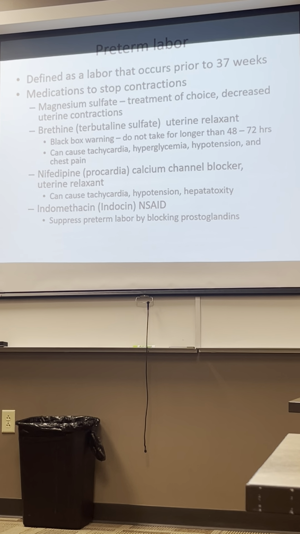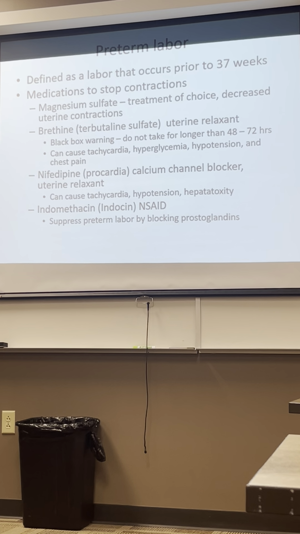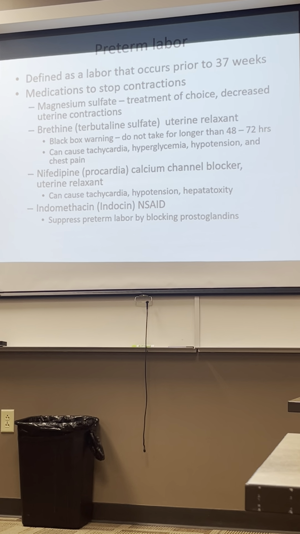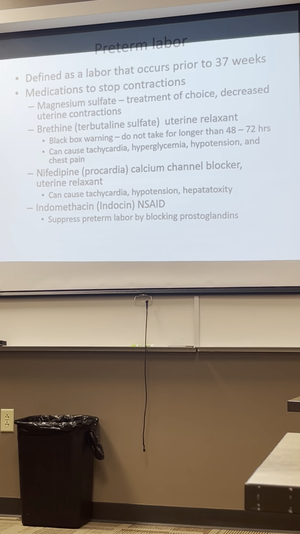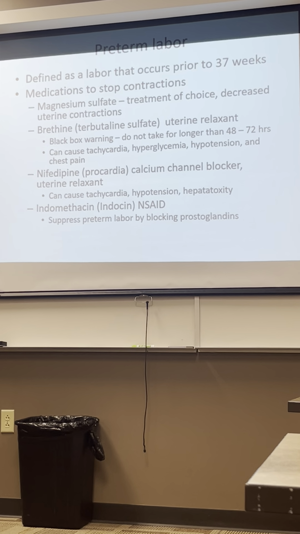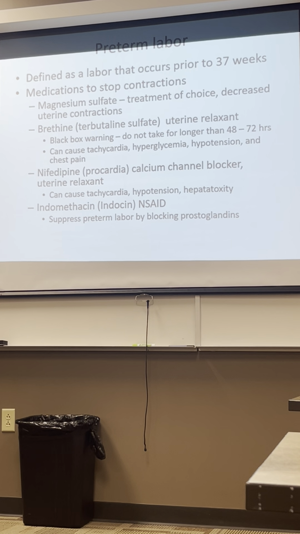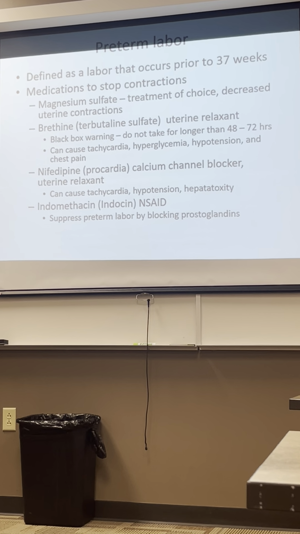Preterm labor is labor that occurs prior to 37 weeks. So we give medication to stop the contractions, such as magnesium sulfate, or terbutaline. Remember, that has a black box warning, so we're not to give it longer than 48 to 72 hours. It can cause tachycardia, hyperglycemia, hypotension, and chest pain.